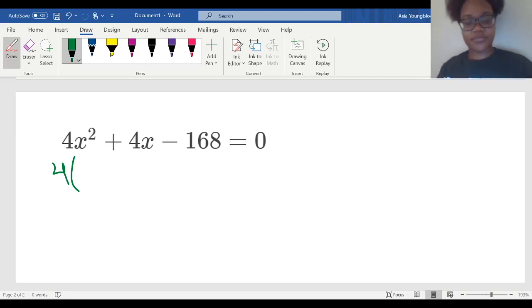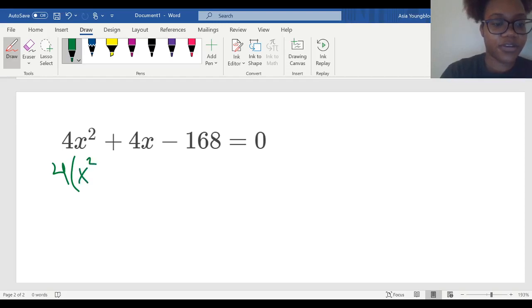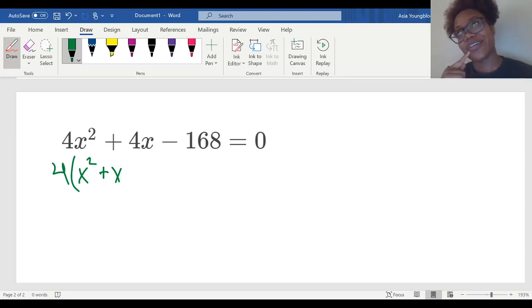4x squared divided by 4 gets us x squared. 4x divided by 4 gets us x. And 168 divided by 4. Let me do that in my head since I'm on camera. So 168 divided by 2 is going to be 84. 84 divided by 2 is going to be 42. So I'm going to say it's 42.